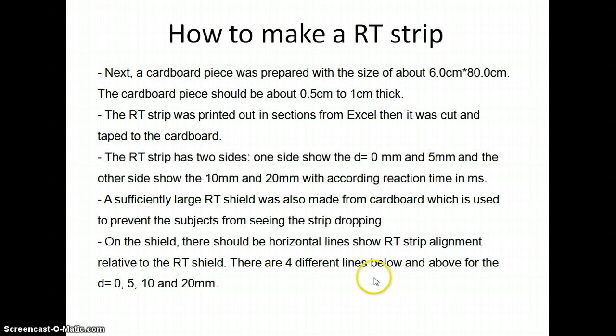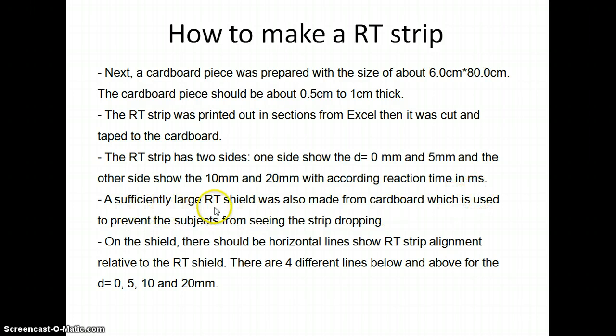Next, a cardboard piece was prepared with the size of about 6 centimeter times 80 centimeter. The cardboard piece should be about 0.5 centimeter to 1 centimeter thick. The artist strip was printed out in sections in Excel, and then it was cut and taped to the cardboard. The artist strip has two sides. One side shows the D equals 0 millimeter and 5 millimeter, and the other side shows the 10 millimeter and the 20 millimeter with according reaction time in milliseconds.